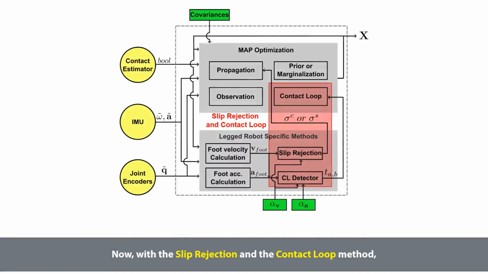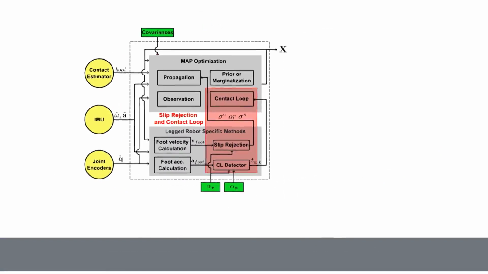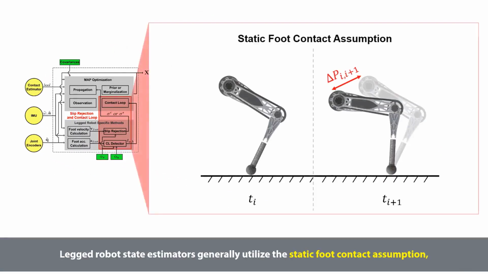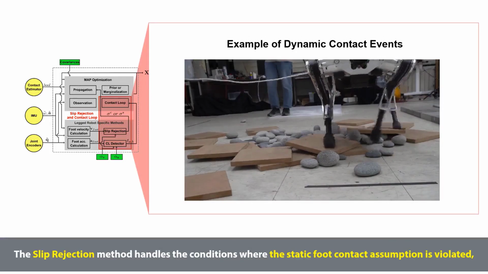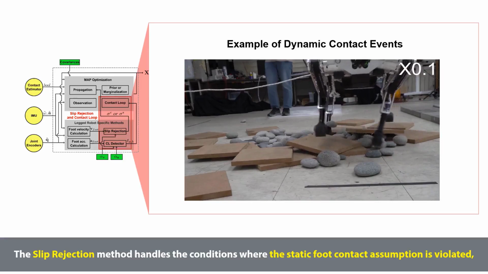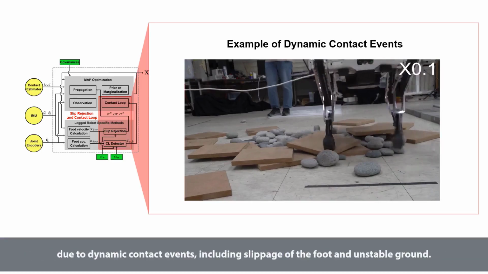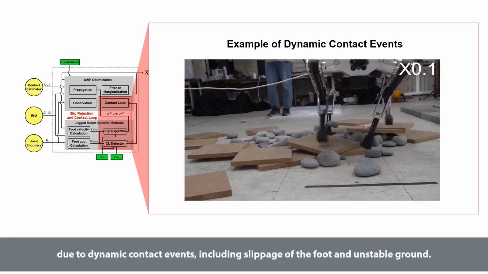Now, with the slip rejection and the contact loop method, the static contact foot assumption is handled in more detail. Legged robot state estimators generally utilize the static foot contact assumption, which assumes that the foot in contact does not move. The slip rejection method handles the conditions where the static foot contact assumption is violated due to dynamic contact events, including slippage of the foot and unstable ground.